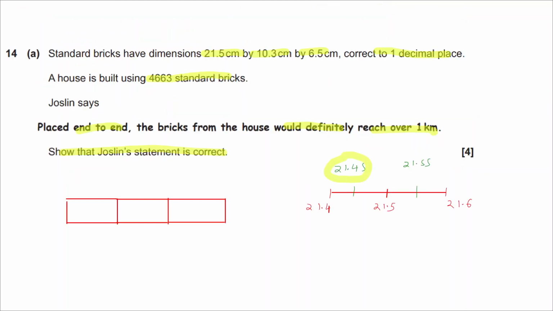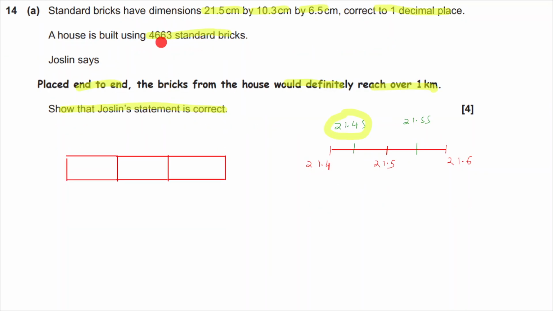Okay. Now, if there's 4,663 of these bricks here, each with the smallest possible value of 21.45, and this is all in centimetres, isn't it? That's a centimetre, so they're all in centimetres, which is not actually very useful. So this is going to be 21.45 centimetres. Well, let's just go and work it out. So if we take 21.45 centimetres, we times it by 4,663 bricks. Okay, what does that give you?